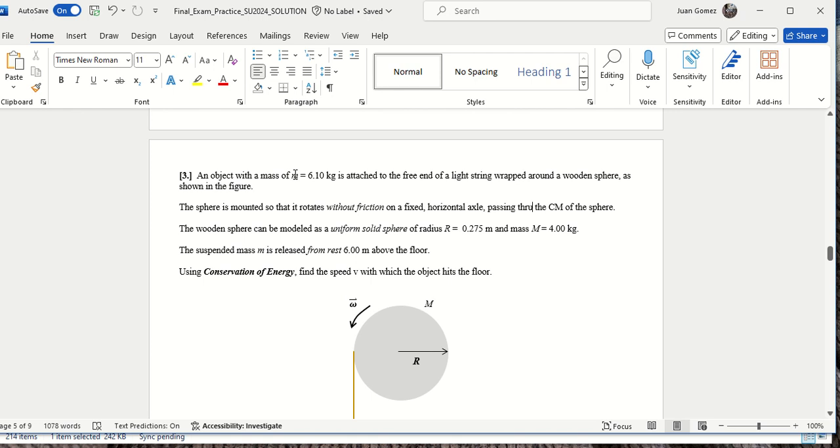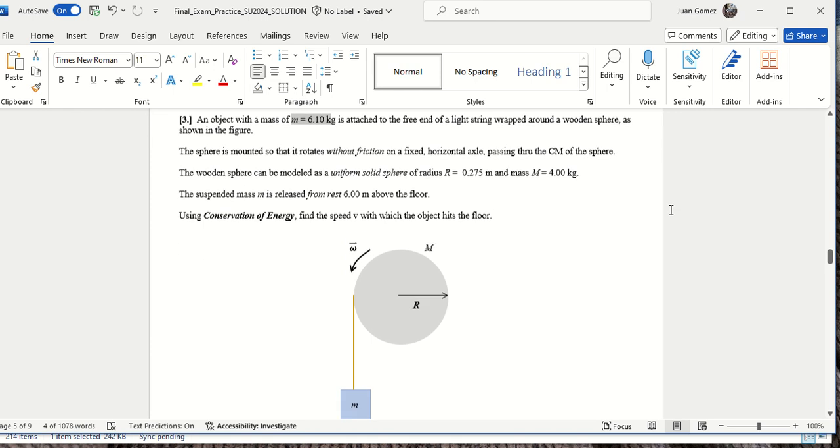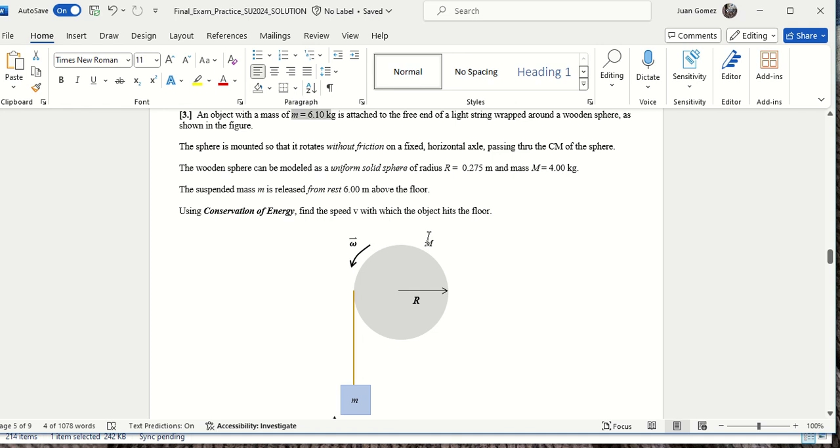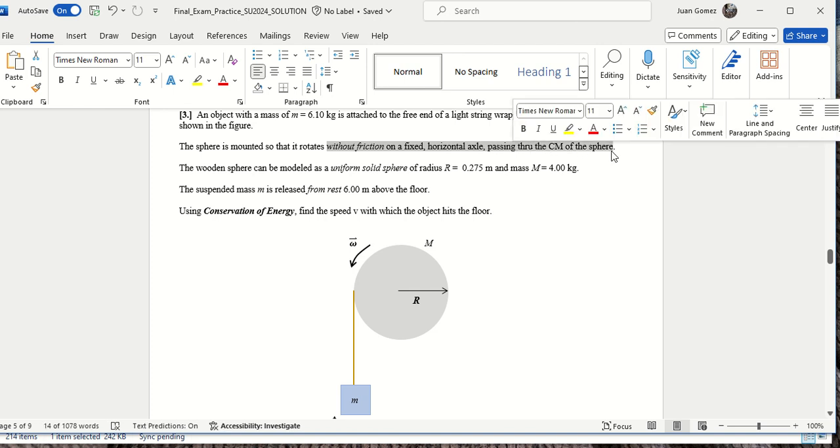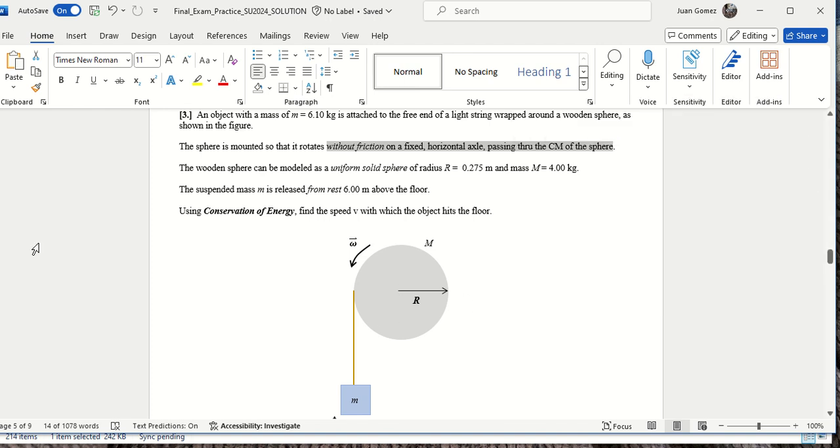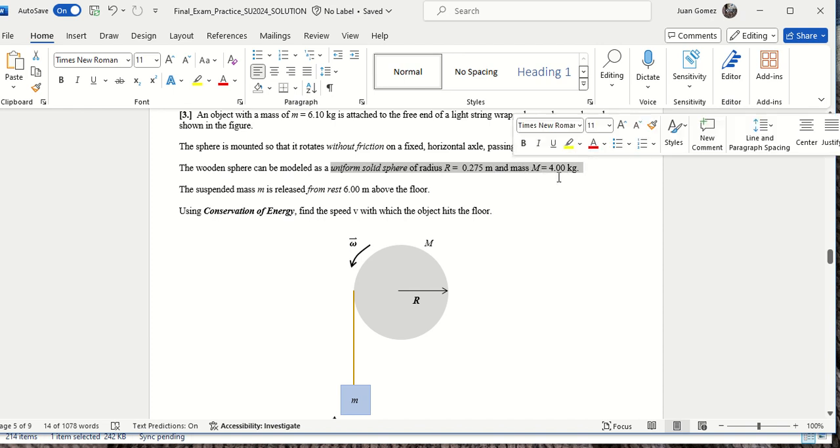Okay, and we know the mass little m. And then the sphere is mounted such that it rotates without friction on a fixed horizontal axle, and that axle passes through the cm of the sphere, meaning right through the center. Now, the wooden sphere can be modeled as a uniform solid sphere with radius large R given and mass large M, which is given.